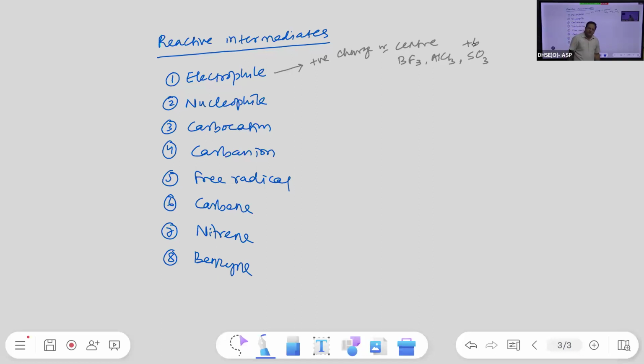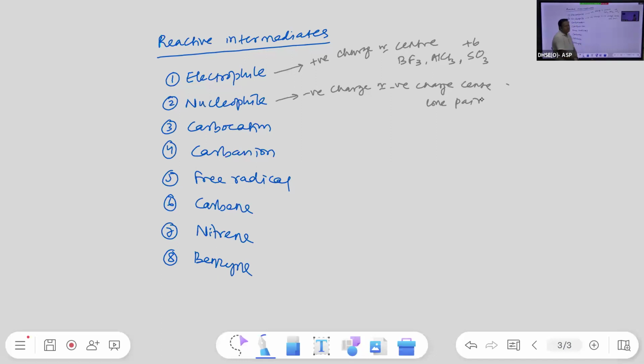Species with positive charge center. Then nucleophile. Nucleophile means nucleus plus philic, nucleus loving. Nucleus means positive charge, so it is positive charge loving. So it must have either negative charge or negative charge center. The negative charge center means it can have the lone pair. It can have the lone pair.